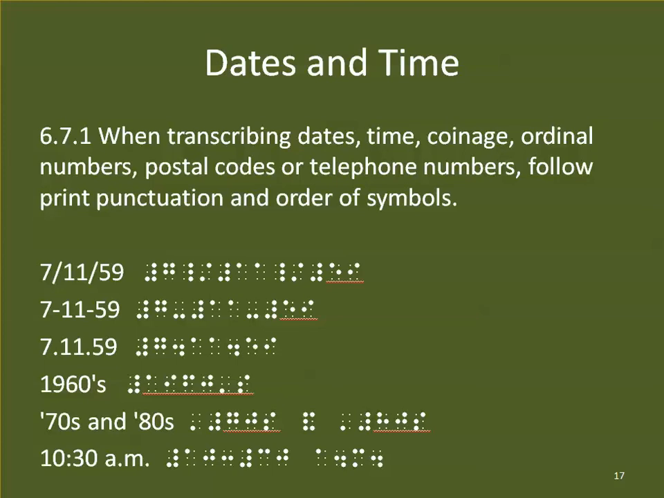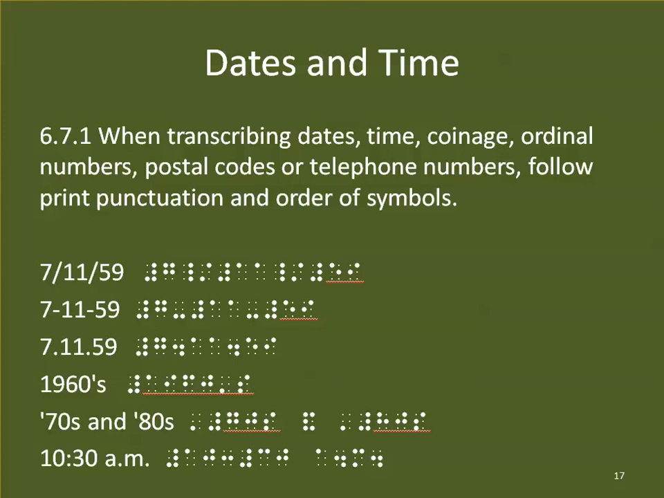If we have 1960s with an apostrophe S after the number, or any year or something like that, like a plural number, that apostrophe terminates numeric mode. But the apostrophe S can't be mistaken for anything. It can't be mistaken for a numeral, so we don't need a grade 1 indicator there for that.